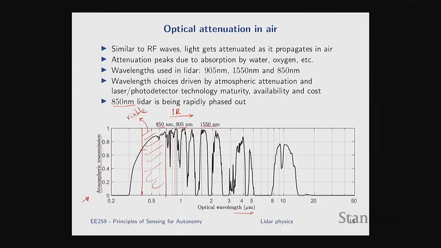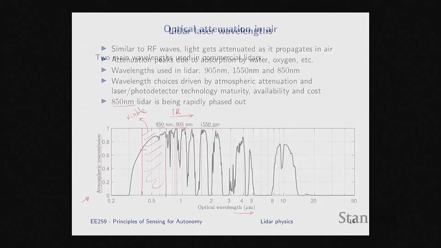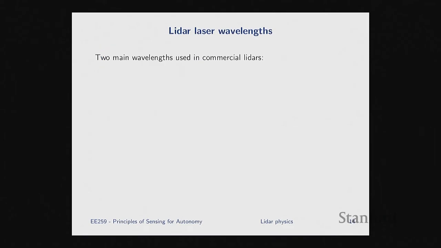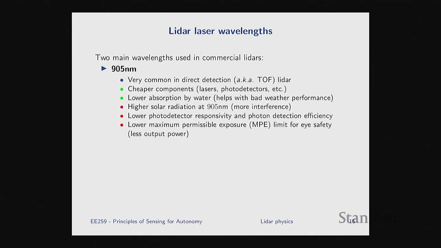So is there a better choice? Like if you were to choose between 905 and 1550, how do you compare the two? It turns out that there's lots of trade-offs when it comes to the choice of wavelength or frequency for LIDAR. So specifically, 905, it's the most common today, mostly used in direct detection LIDAR. We'll talk about the details of direct detection, but it's a type of LIDAR.